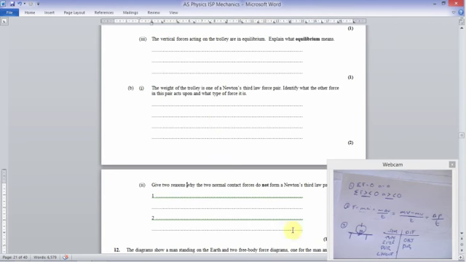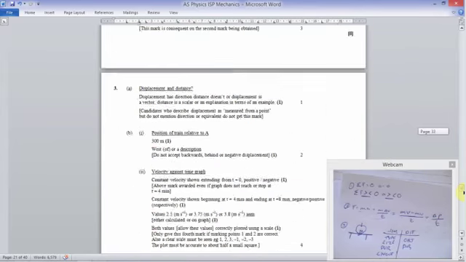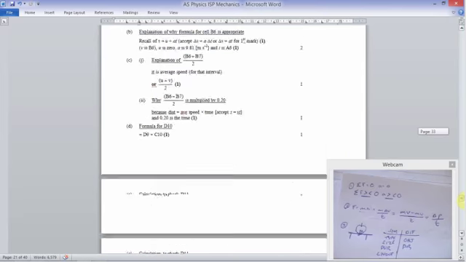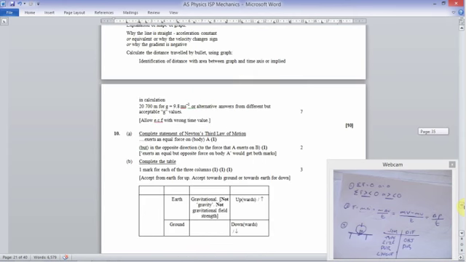Right, give two reasons why normal contact forces do not form a Newton's third law pair. Let's check the previous answers first, and then I'll go through that in the mark scheme, because it's difficult to describe, but the mark scheme makes it very specific what they're actually after. Okay, so let's get this page down.